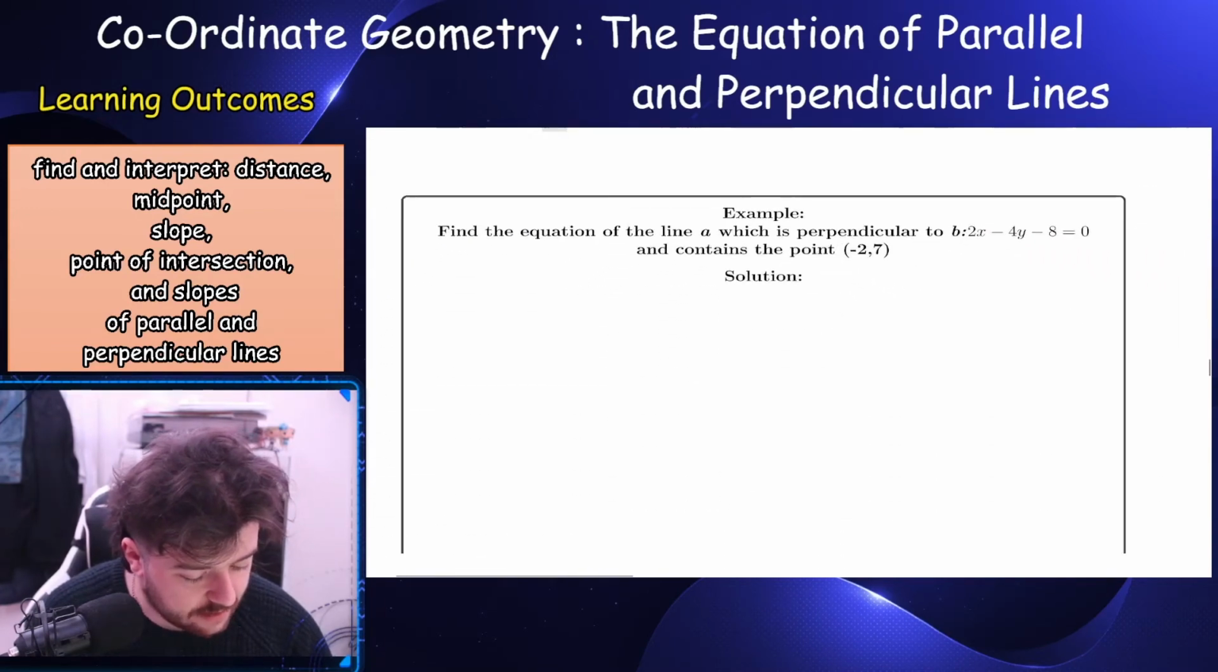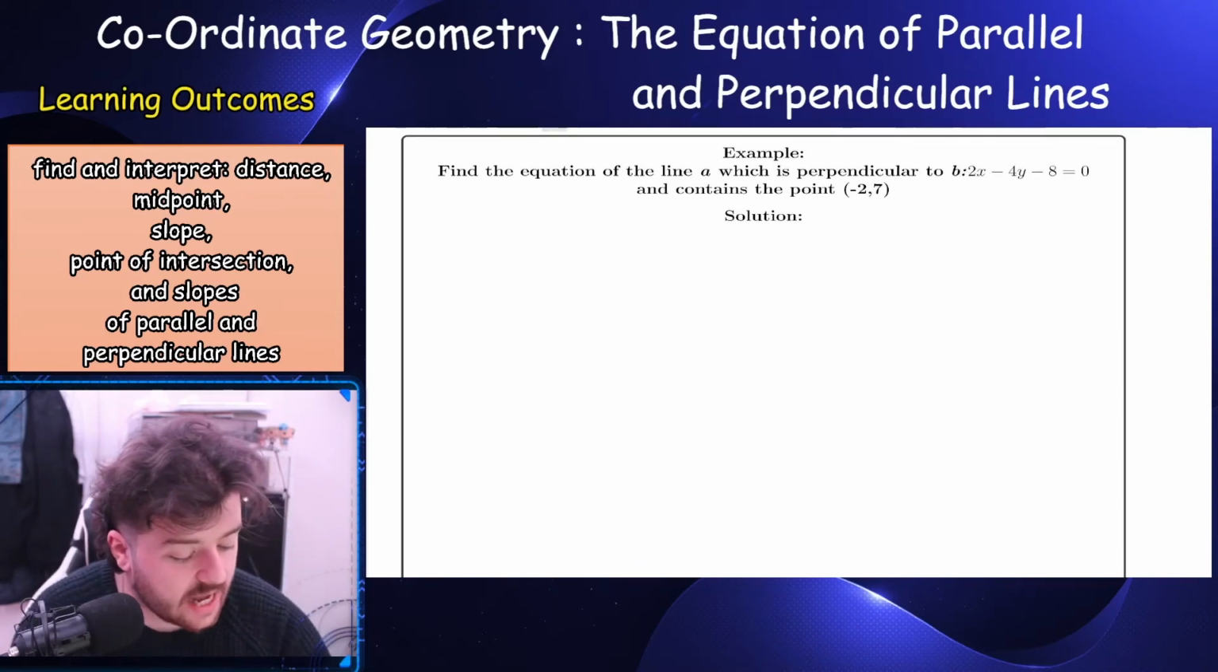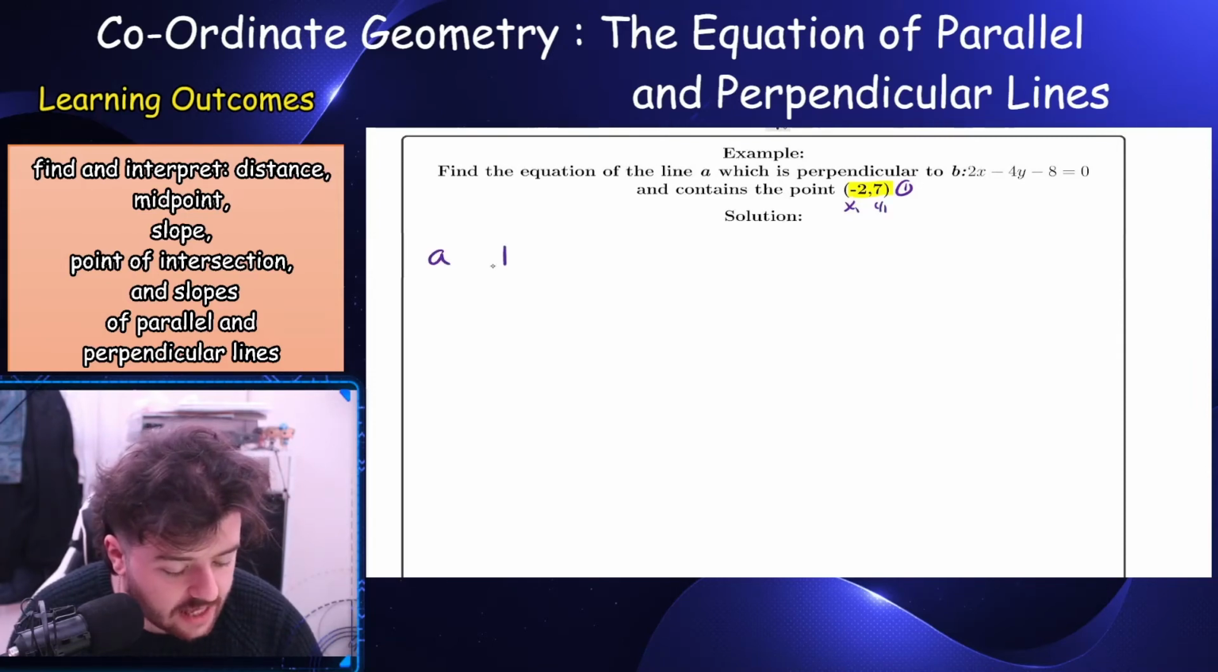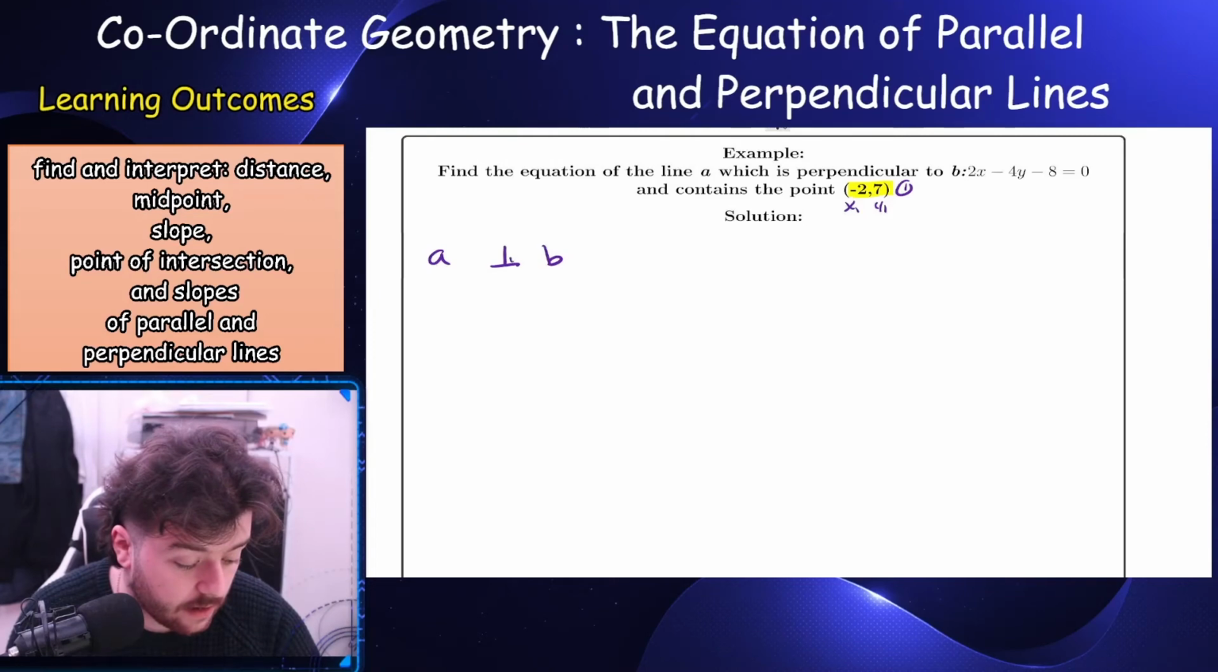Right, so here's an example. Find the equation of a line A, which is perpendicular to line B, 2x minus 4y minus 8 is equal to 0, and contains the point 2, 7. Well, there's my first piece of information there. So that's going to be my x1, that's going to be my y1. Now I need to find my slope. So A is perpendicular to B. That's what that upside down T means. That means perpendicular. And also it makes a little perpendicular line.